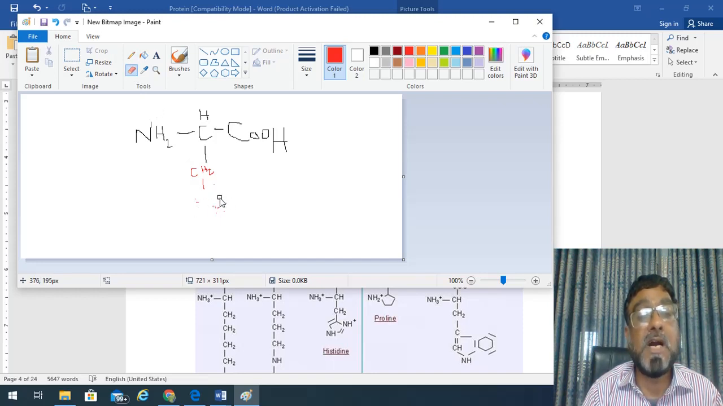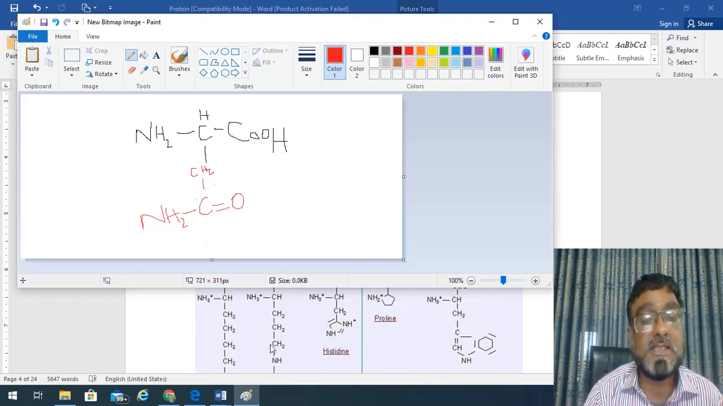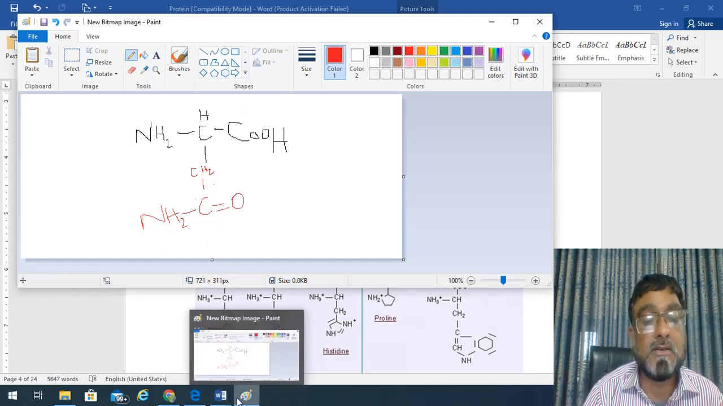So properties have changed. So what is the amide group? C double bond O NH2. So this is the amide group. So it will now be called the glutamine, that is made from the glutamic acid. So it's called the glutamine.